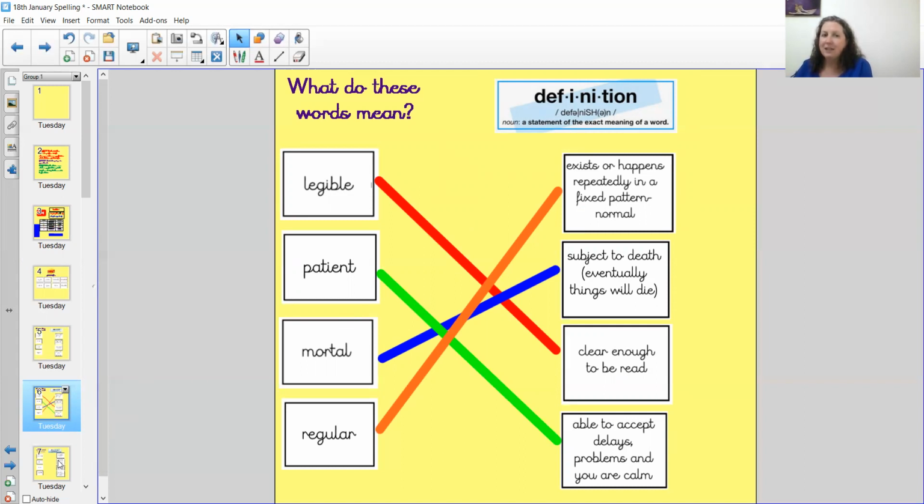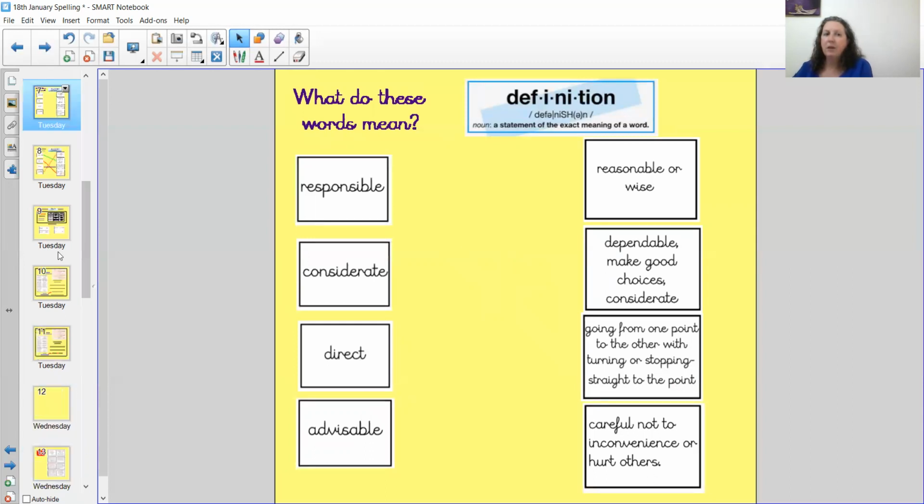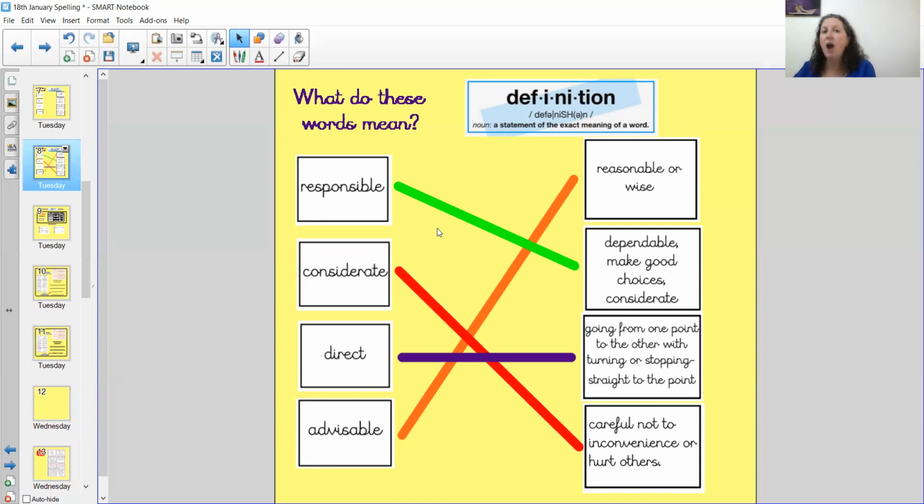Our next set of words are here: responsible, considerate, direct, and advisable. If you want to have a go now and see if you can match the word to the definition, you can pause it to do that. Okay, fantastic. So hopefully this is what you would have got.